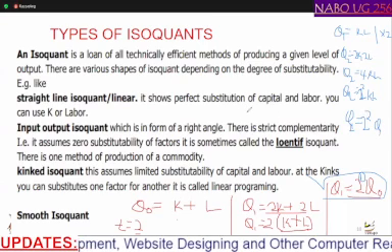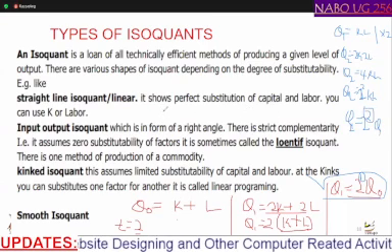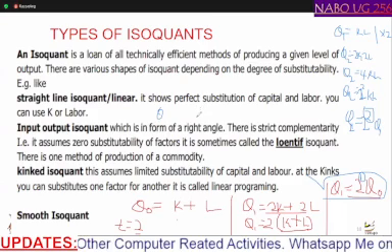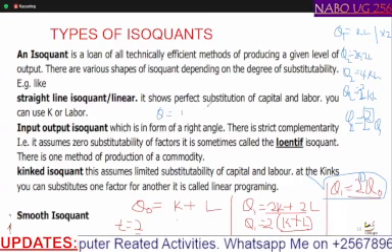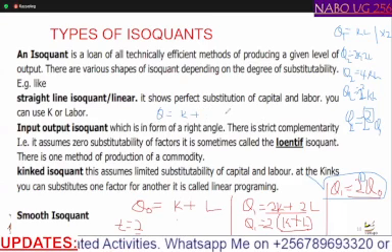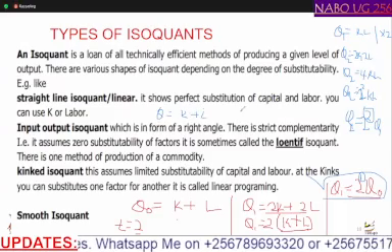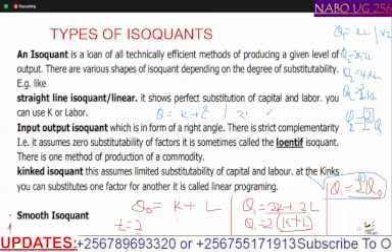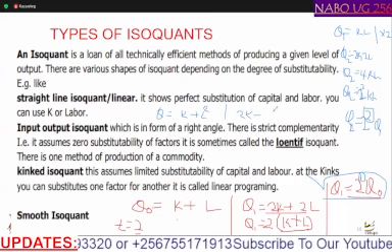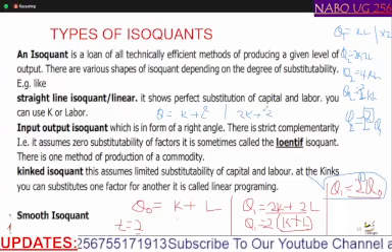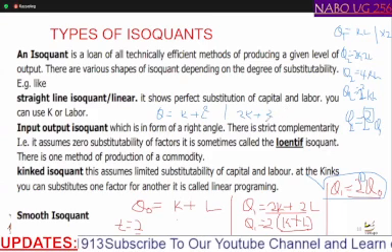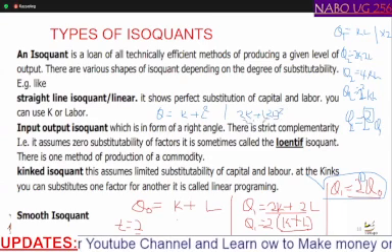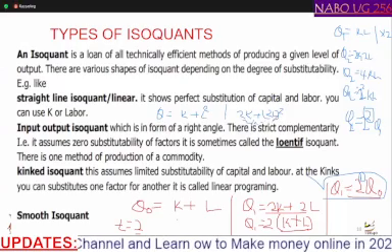But suppose you have Q equal to K plus L squared. Is that function homogeneous? If you double factor inputs, it will be 2K plus 2L, but squared. Are you able to factorize here? This will be 2K plus 4L. Are you able to factorize and relate with the original output?